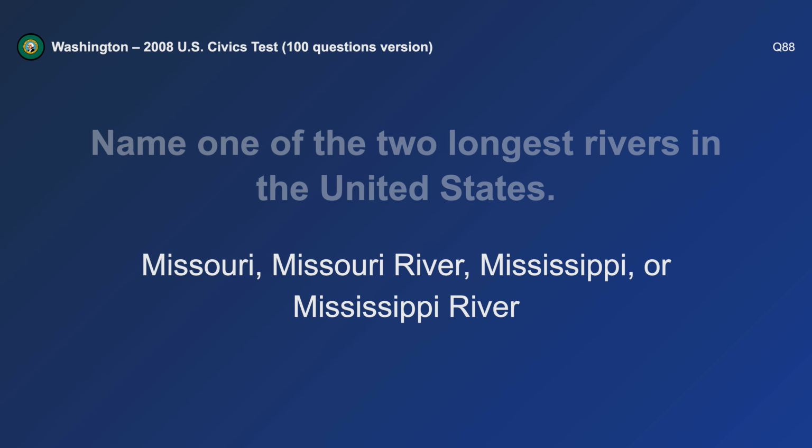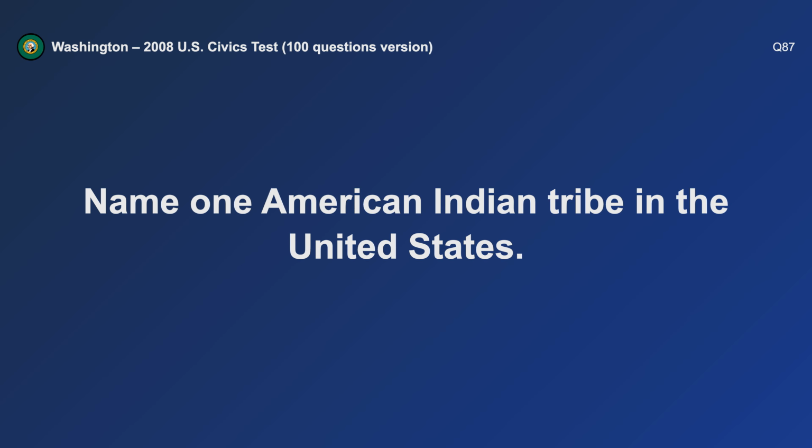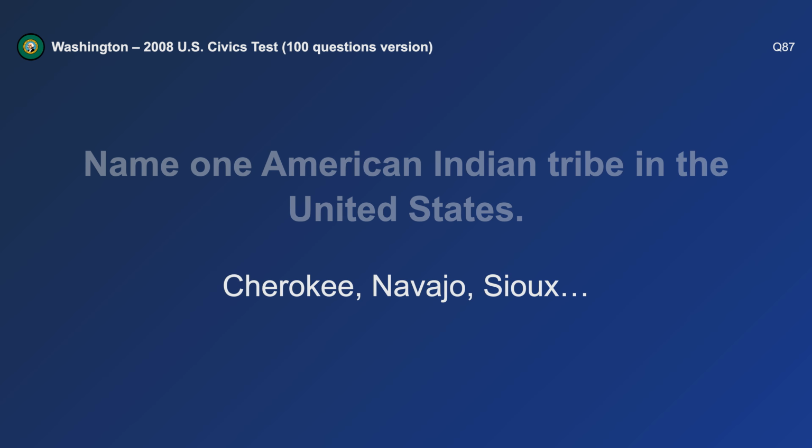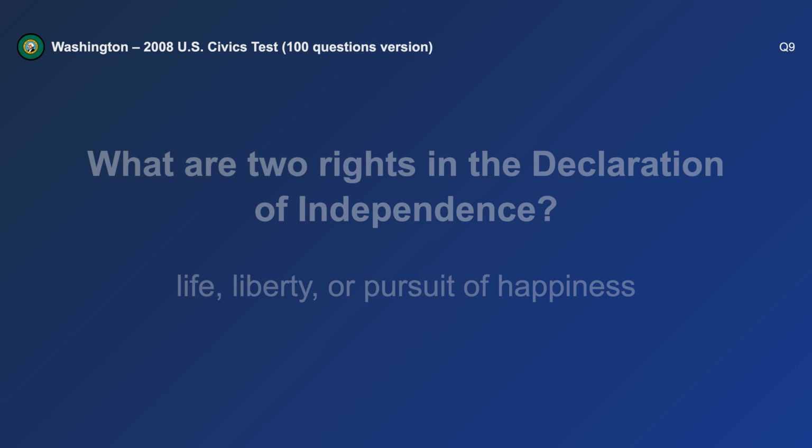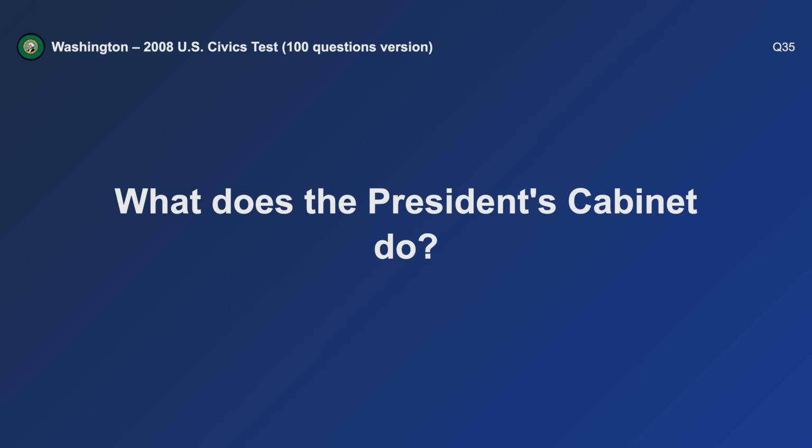Name one of the two longest rivers in the United States. Mississippi. Name one American Indian tribe in the United States. Cherokee. What are two rights in the Declaration of Independence? Life and liberty.